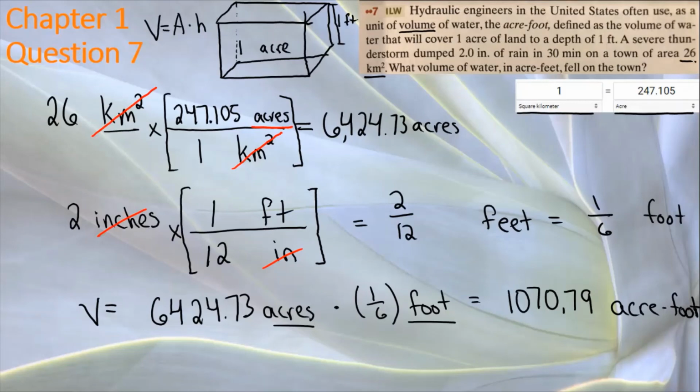And that's all we have to do for this problem. So the answer to the question, what volume of water in acre-feet fell on the town? We have 1,070.79 acre-feet of water.